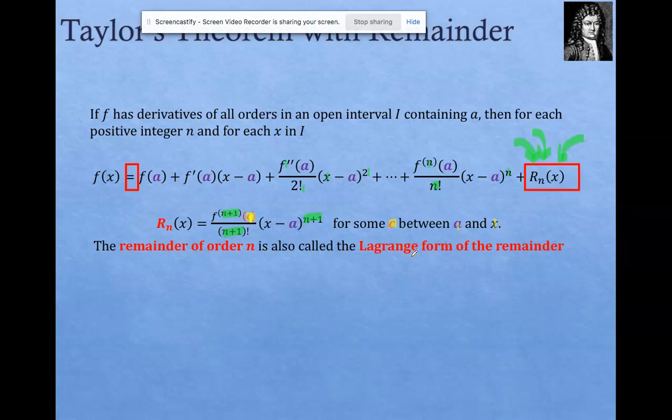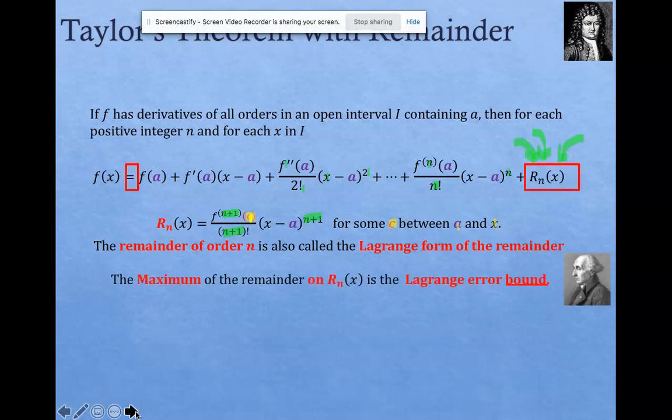Lagrange did a bunch of work with it, and so that's why it is called the Lagrange form of the remainder. I've seen Lagrange with a lowercase g and a capital G there. I think in France it would be capital G. The maximum value of this remainder is called the Lagrange error bound. We can't find this c that would give us the exact value of the remainder, but we can tell you, through the work of Taylor and Lagrange, what the worst case would be.